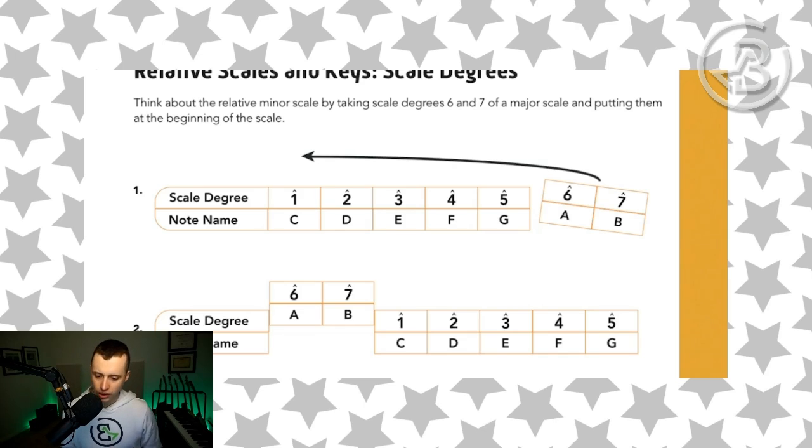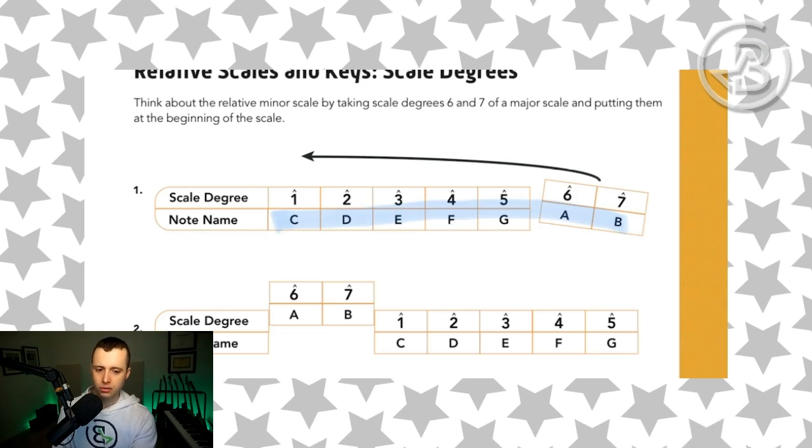So in step 1 here, what we're going to do is look at a C major scale. And sure enough, we have C, D, E, F, G, A, B. Those are all the notes in a C major scale. We're missing the C 1 octave up, but those are the 7 different notes in a C major scale.